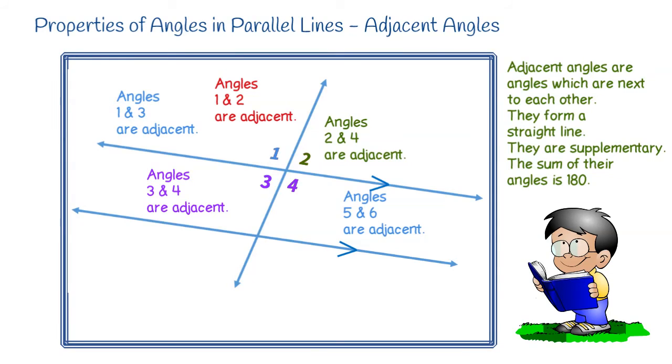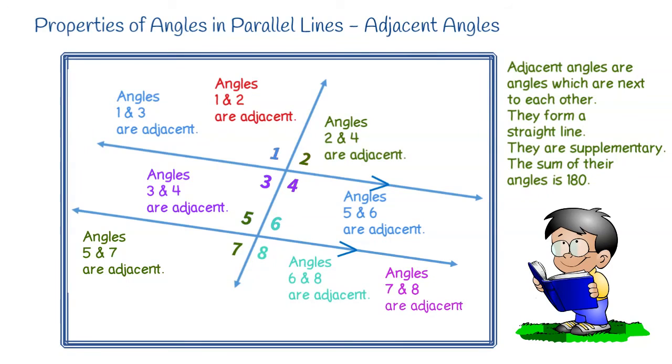Angles 5 and 6 are adjacent angles. Angles 5 and 7 are adjacent. They also form a straight line. Angles 6 and 8 are adjacent. Their sum is 180 degrees. They form a straight line. And finally, angles 7 and 8 are also adjacent.